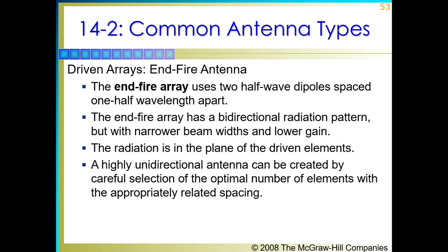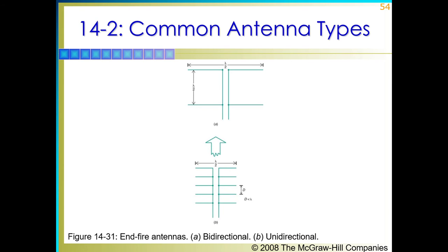The end fire array uses two half-wave dipoles spaced one-half wavelength apart. It is one in which the intended directionality is in the direction of the array. The figure shows an end-fire array. The end-fire array has a bidirectional radiation pattern, but with narrower beam widths and lower gain. The radiation is in the plane of the driven elements. A highly unidirectional antenna can be created by careful selection of the optimal number of elements with the appropriately related spacing.